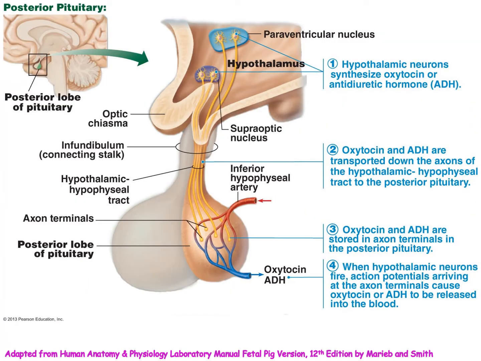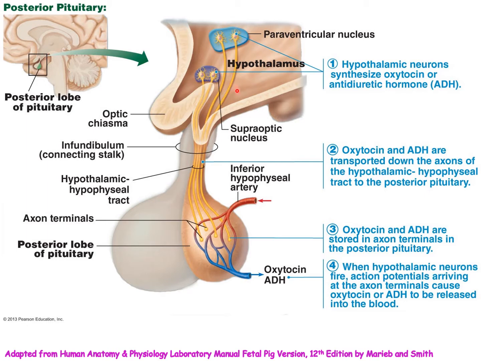This illustration shows us how hormones are prepared by the hypothalamus and then transferred to the posterior pituitary. The paraventricular nucleus in the hypothalamus produces the hormone oxytocin, and that oxytocin is transported to the posterior pituitary for storage until it is time for it to be released. This hormone travels by the hypothalamic hypophyseal tract.